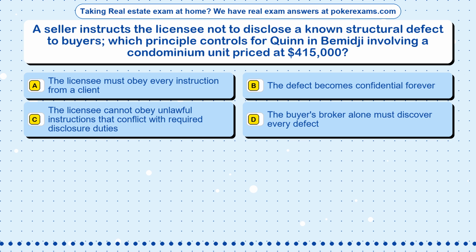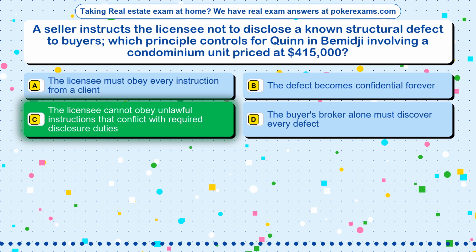Question 3. A seller instructs the licensee not to disclose a known structural defect to buyers. Which principle controls for Quinn in Bemidji involving a condominium unit priced at $415,000? Option A. The licensee must obey every instruction from a client. Option B. The defect becomes confidential forever. Option C. The licensee cannot obey unlawful instructions that conflict with required disclosure duties. Option D. The buyer's broker alone must discover every defect.